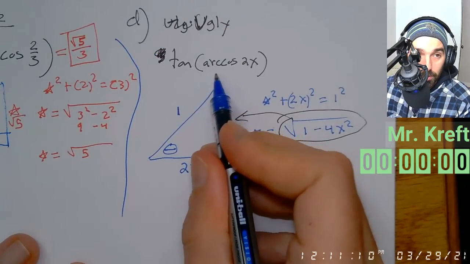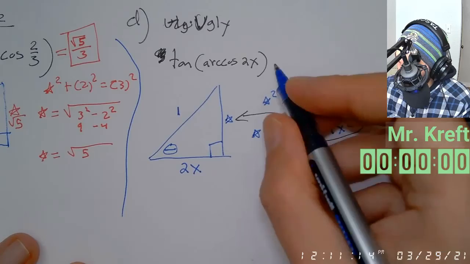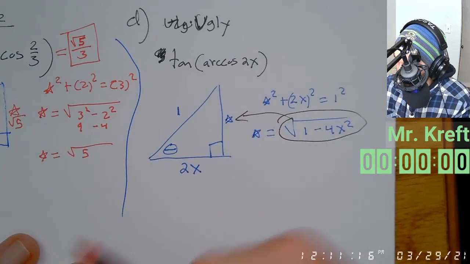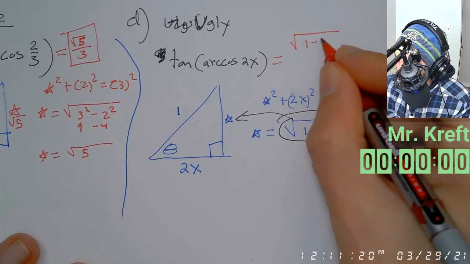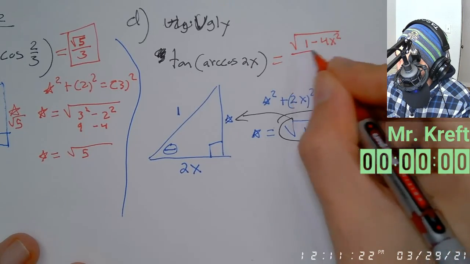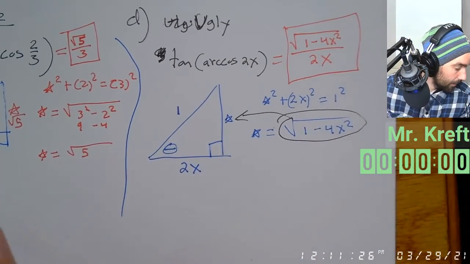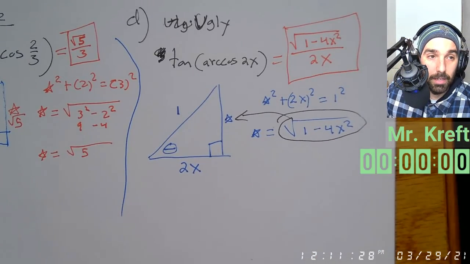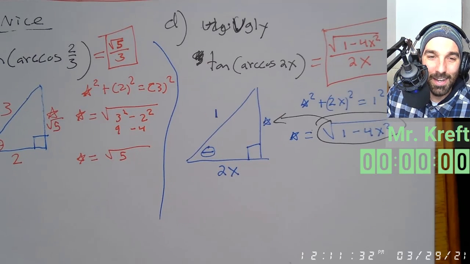So then tangent equals opposite over adjacent. So then this is going to equal the square root of 1 minus 4x squared over 2x. And I'm just going to leave it like that. And that's my answer.